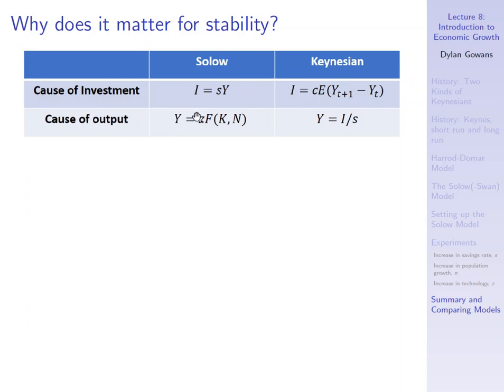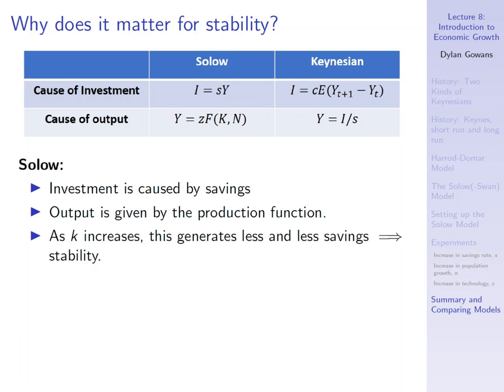In the Solow model, what's the cause of output? Well, given capital and labor, we put it into the production function and that gives us output, supply determined. In the Keynesian model, investment flows through the economy, is slowly saved away through our chain of consumption, so through this circular flow of income, and that's eventually what determines Y, total output. Okay? So in Solow, investment is caused by savings, output is given by the production function. This is what I said before. And so as K increases, this generates less and less savings. Okay, so as I invest more and more, less and less savings are created, therefore capital expands less and less, and we get this stability.